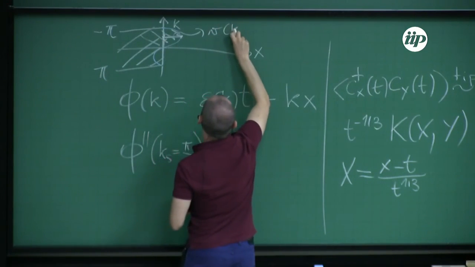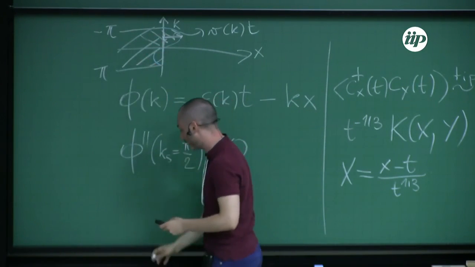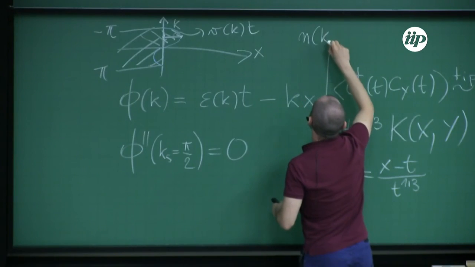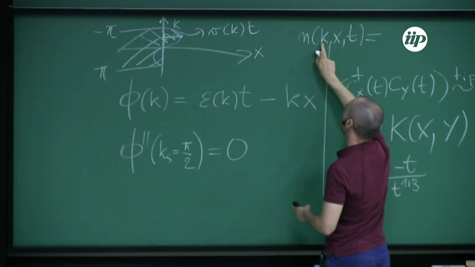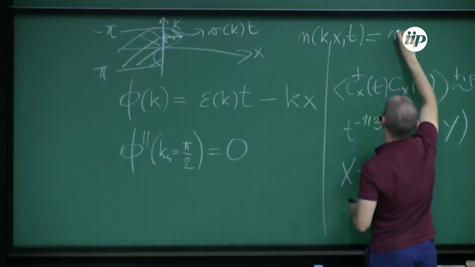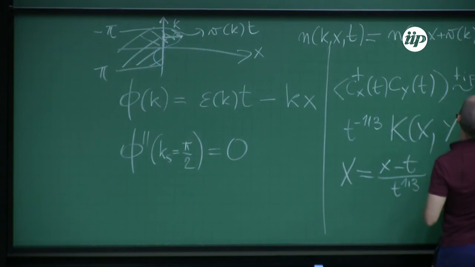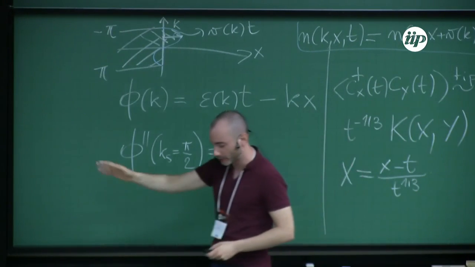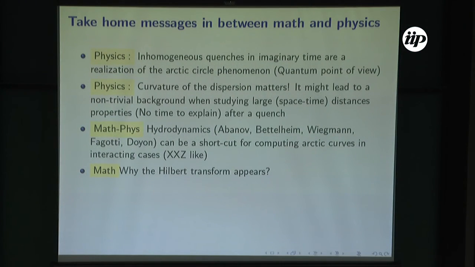This will be v of k times t. In the semi-classical plane, the fermions move like this, right? So n of k, x and t, which is essentially the occupation number of fermions with momentum k at position x and time t, is n of k, x will be x plus v of k t at time 0. And this is the solution of a simple hydrodynamic equation: the derivative of n of k with respect to time is equal to v of k times the derivative with respect to x of n of k, where v is the velocity.